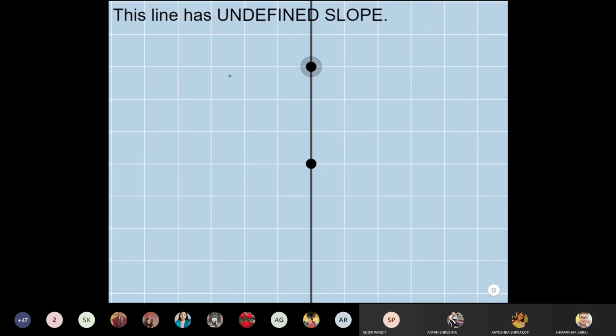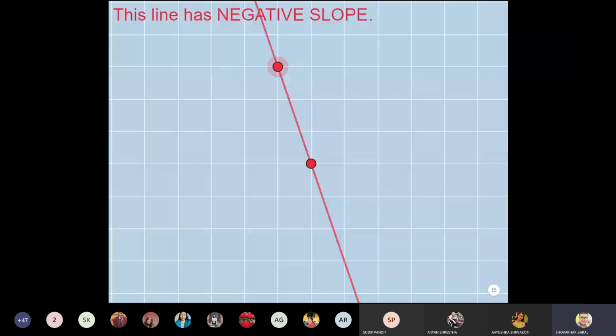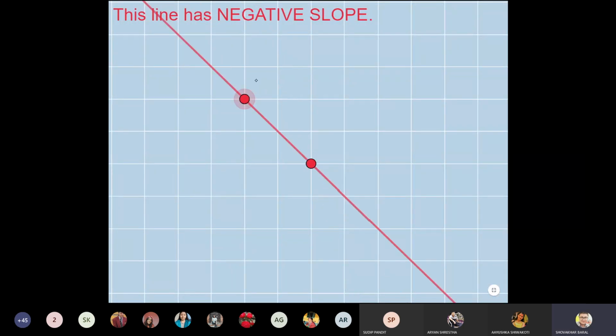So if it is perpendicular to the x-axis, the angle is 90 degree. The angle of inclination of the line is 90 degree. Okay, so tan 90 is undefined, so its slope is undefined. And if you tilt it in this way, if the line goes from top left to the bottom right, then it will be the line with a negative slope.